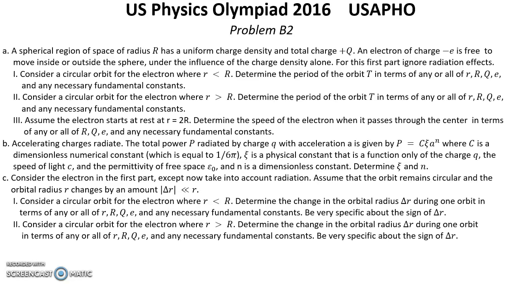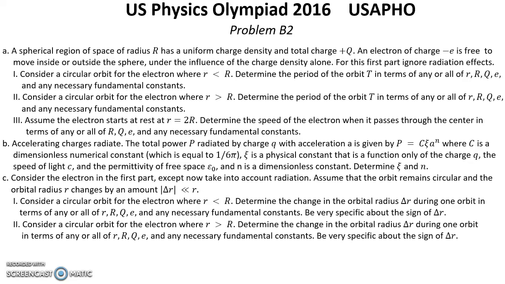Question 3. Assume the electron starts at rest at small r equal to big R. Determine the speed of the electron when it passes through the center in terms of any or all of big R, Q, e, and any necessary fundamental constants.